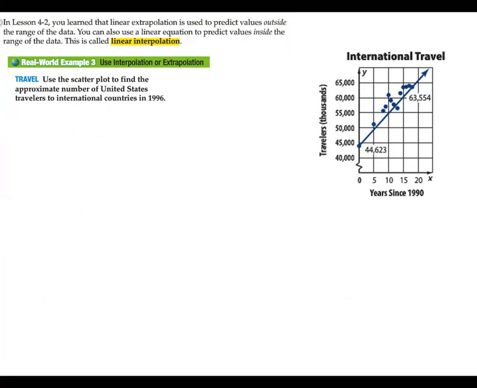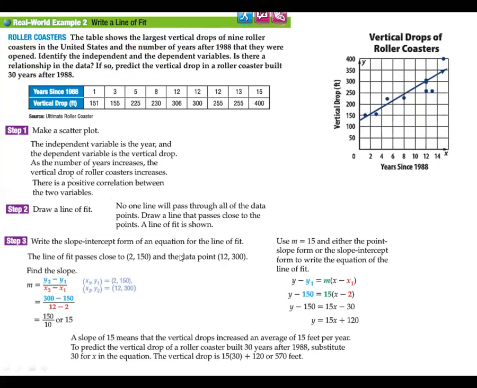All right, so in section 2, we learned that a linear extrapolation is used to predict values outside the range of the data. You can also use a linear equation to predict values inside the range of data. This is called linear interpolation. Okay, so extrapolation is when you're trying to predict data values outside the range of the data. So that's what we did in this example right here. We only went up to 15 years after 1988 with our data, and we predicted what would happen 30 years after 1988. That's beyond the data that's given. So that would be extrapolation.